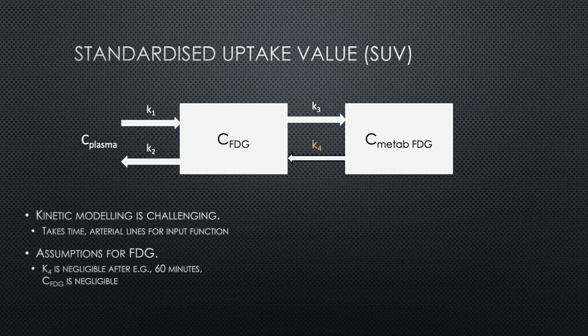Now, assumptions that we use for FDG is that if we image 60 minutes or beyond after injection, then we can assume that K4 is negligible. And we can also assume that the amount of FDG that is not metabolized in tissue is also negligible. So this allows us to measure directly the metabolized FDG in tissue, so that if we place our region of interest around a feature of interest, we can say that we're measuring the glucose metabolism in that feature.